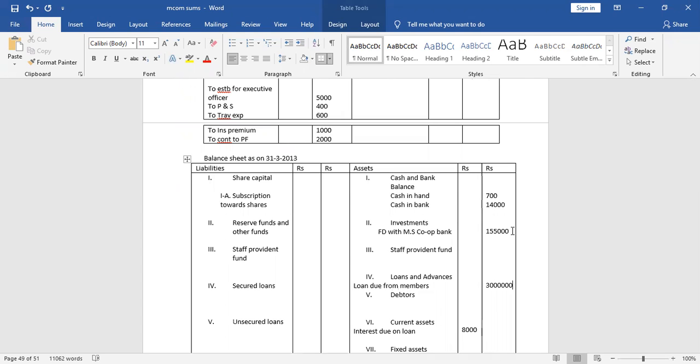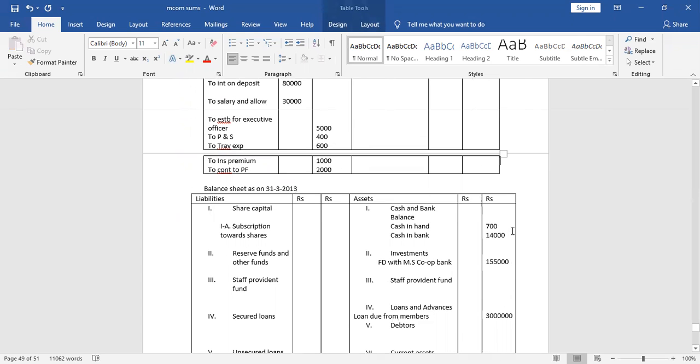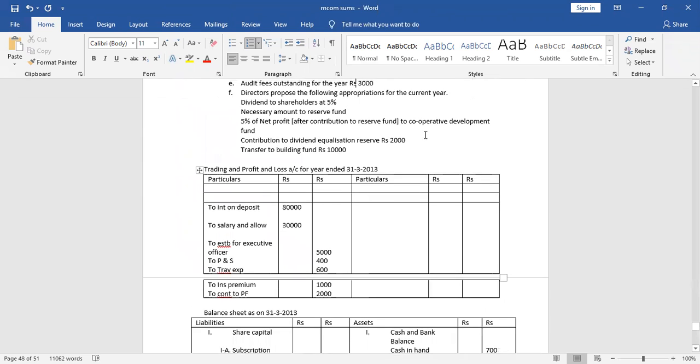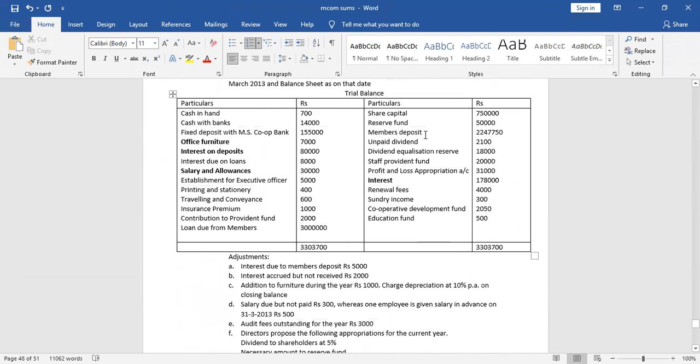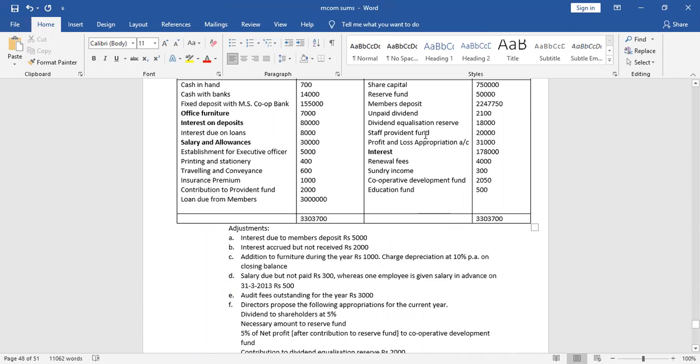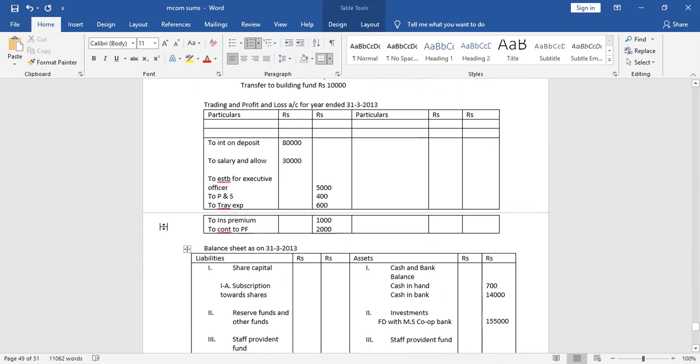Now the debit side is done. Now let us go to the credit side. Share capital 7,50,000. So I will write here share capital 7,50,000.